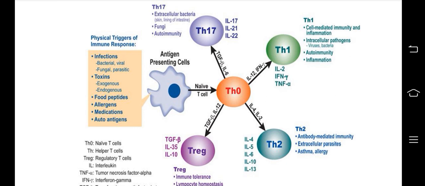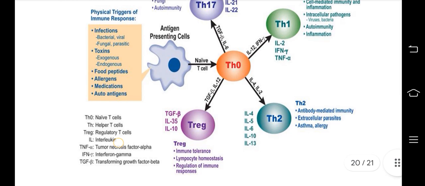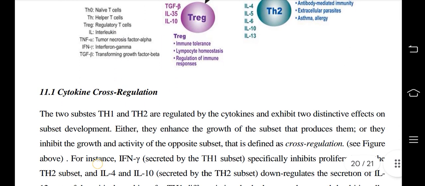Th17: extracellular bacteria, fungi, autoimmunity. Th1: cell-mediated immunity and inflammation, intracellular pathogens, autoimmunity, inflammation. Th2: antibody-mediated immunity, extracellular parasites, asthma, allergy. Treg: immune tolerance, lymphocyte homeostasis, regulation of immune response.